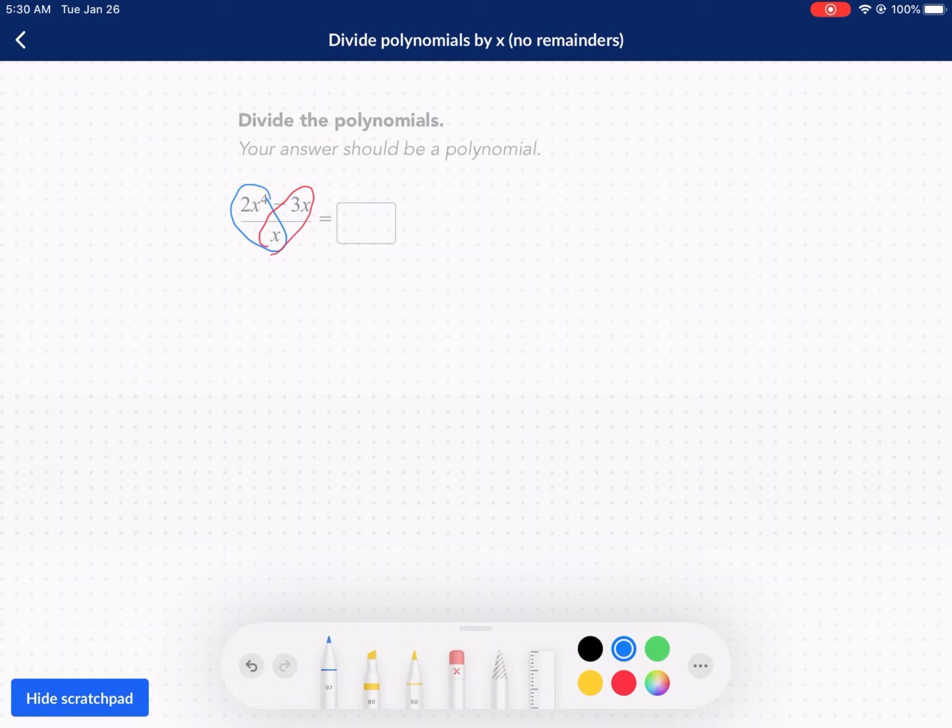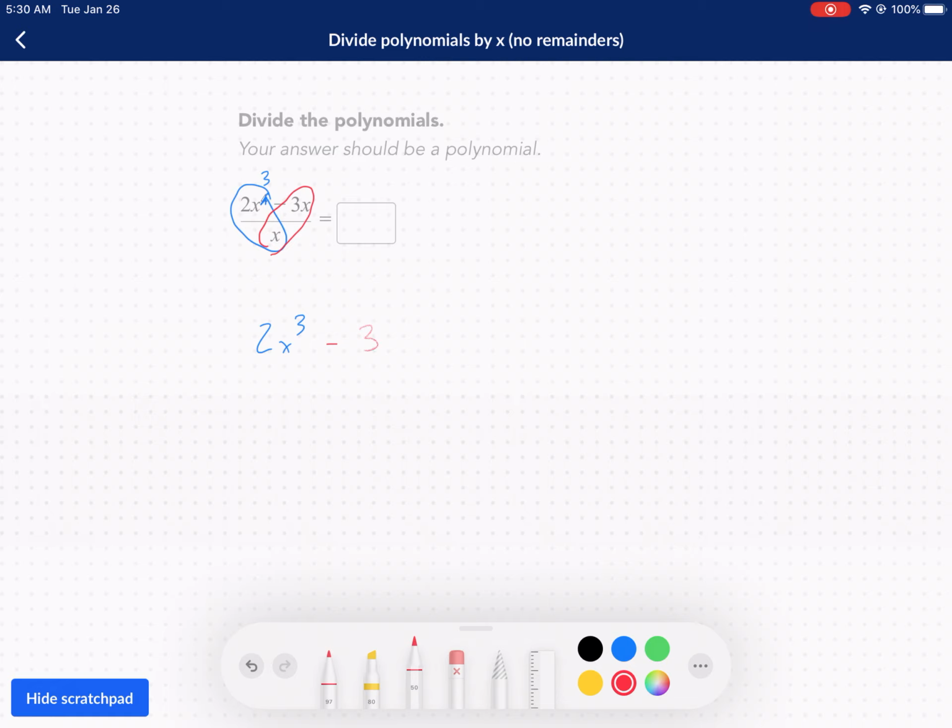So 2x to the 4th divided by x, what we're going to do is cancel that x with one of those, and we're left with 2x cubed. Let me do the red now. We have minus, let me erase this because we haven't done anything to the denominator with the second term, minus 3x divided by x is just going to give us minus 3.